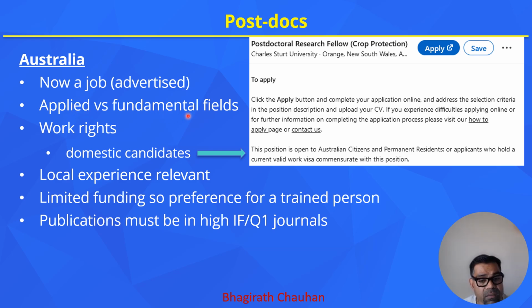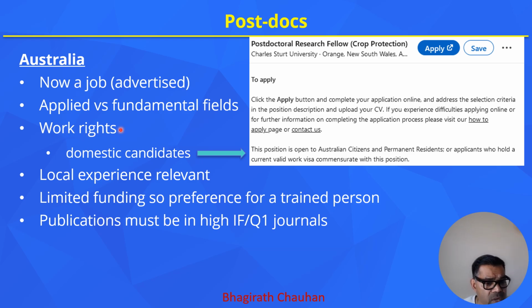If you are in fundamental molecular science, then it's easier, because when you apply for postdoc positions, they don't really look at your experience within Australia, they look at your field. So that's very different. You need to consider this, applied versus fundamental.